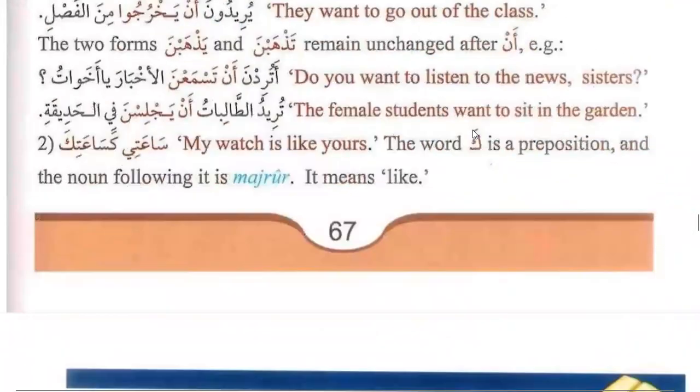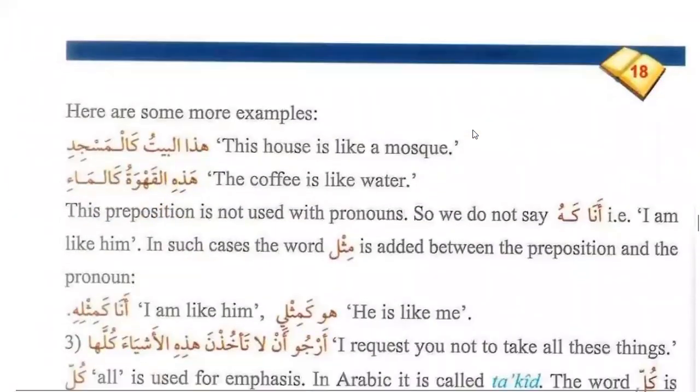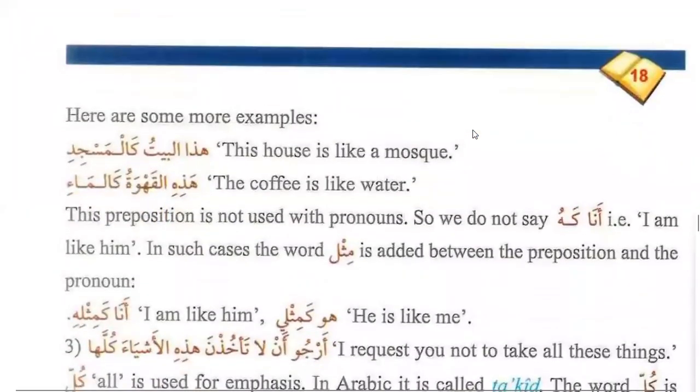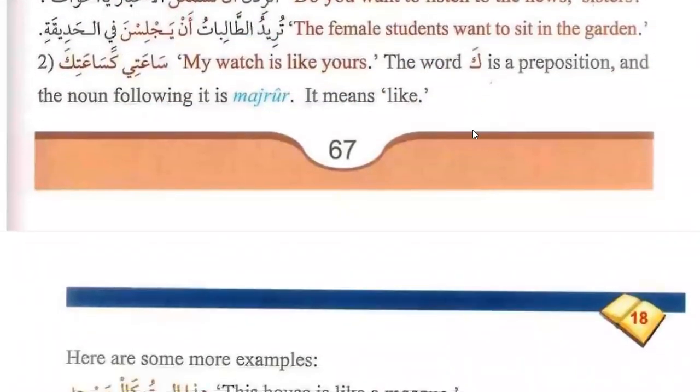So here you will learn about the particle ka. Ka is another harf jar, so it will also make the ism majroor. Sa'ati ka sa'atika. My watch is like yours. The word ka is a preposition, and the noun following it is majroor.